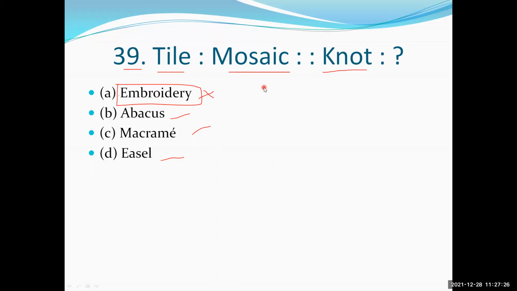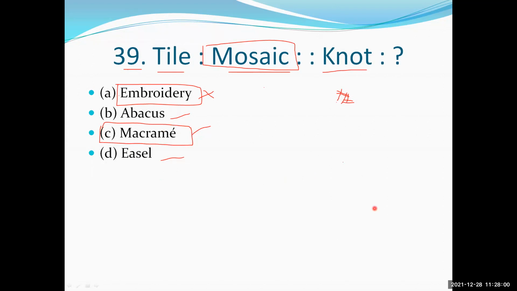So if you are seeing pieces of tile, with that you can make a showpiece or a design or a structure that looks beautiful, or a pattern. And if you have seen knots like this, there is a kind of design you are making. Many times you are weaving with knots, making different designs. So that is macrame.